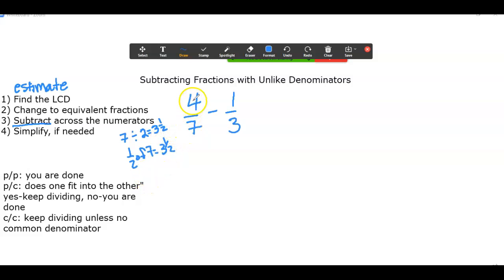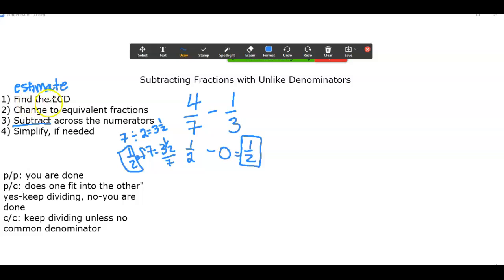Okay, so that means that 4/7 is really close to 3.5/7, which is the halfway point. All right, so I'm going to say that this is a half. It rounds to a half. If I have 1/3, well, 1/3 is one piece away from being a 0. So I'm going to say that that's 0. Well, 1/2 minus 0 is 1/2. So my estimate is 1/2. My real answer has to be close to 1/2.